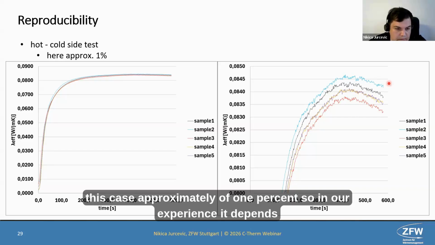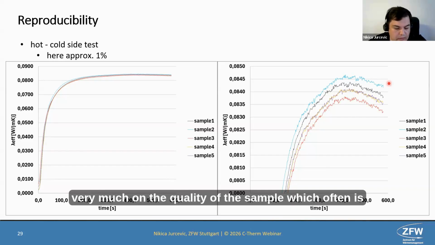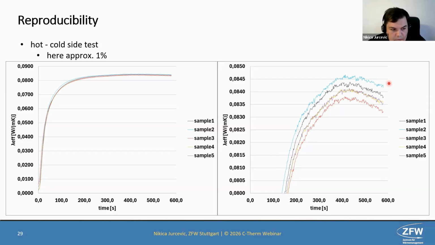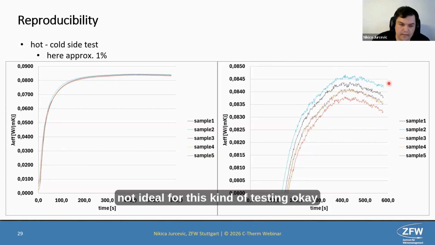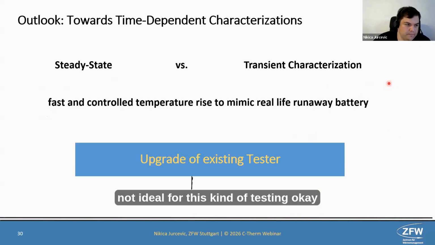So in our experience, it depends very much on the quality of the sample, which often is, because it's in research, it's not machine made, it's made in the lab. It's not ideal for this kind of testing.